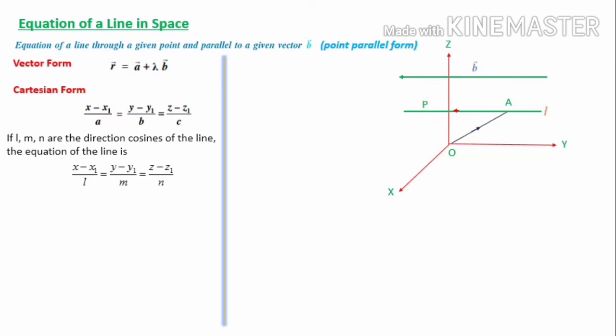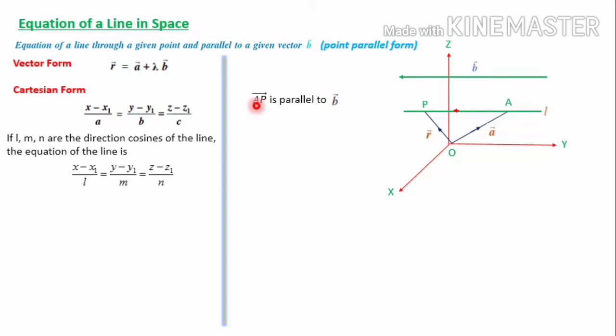Then we have to find out the position vector of A, that is OA. We have to join OA and OP. The position vector of P we need to calculate. Then position vector of A we take as vector a, and position vector of P we take as vector r. Here it is clear that vector AP is parallel to vector b.